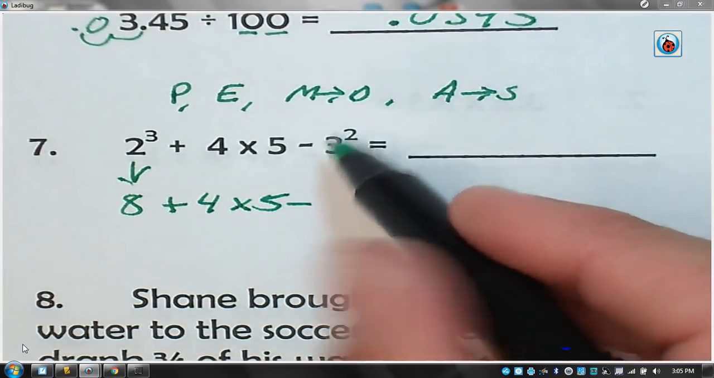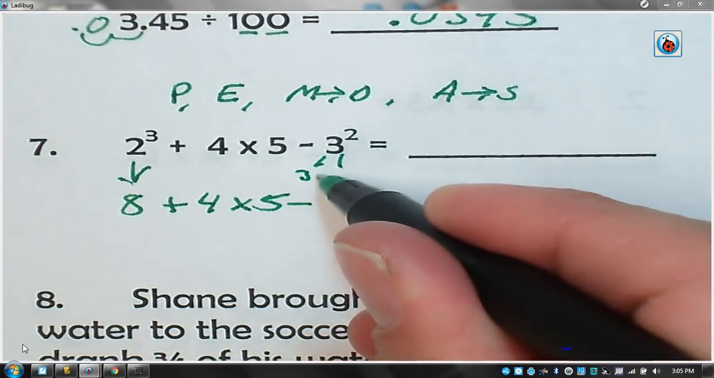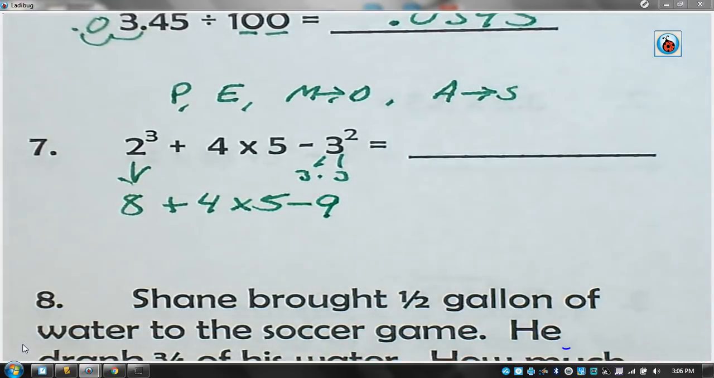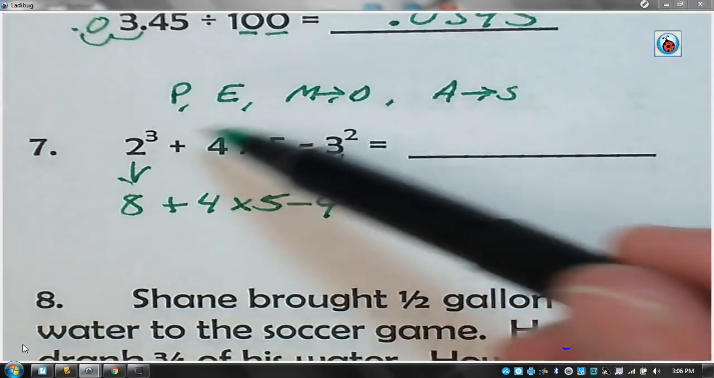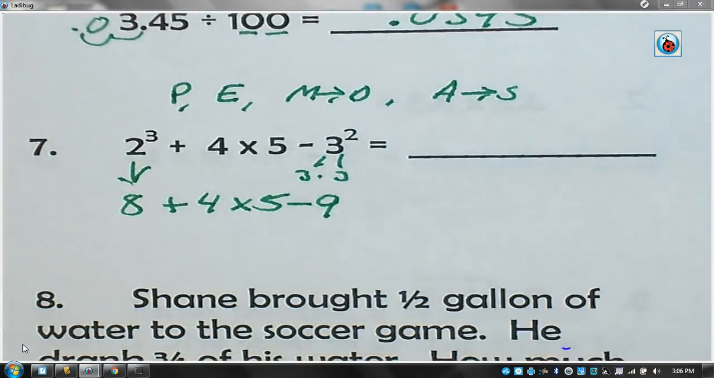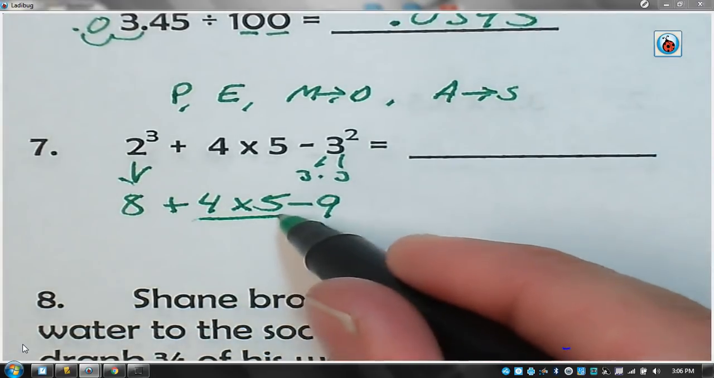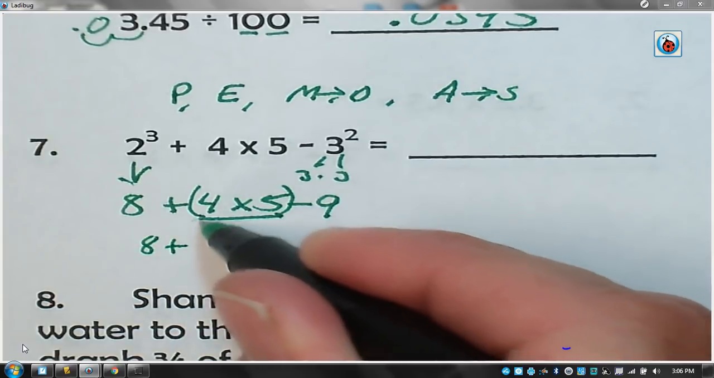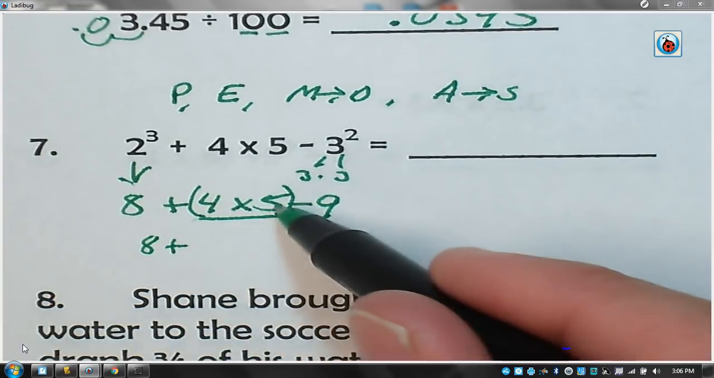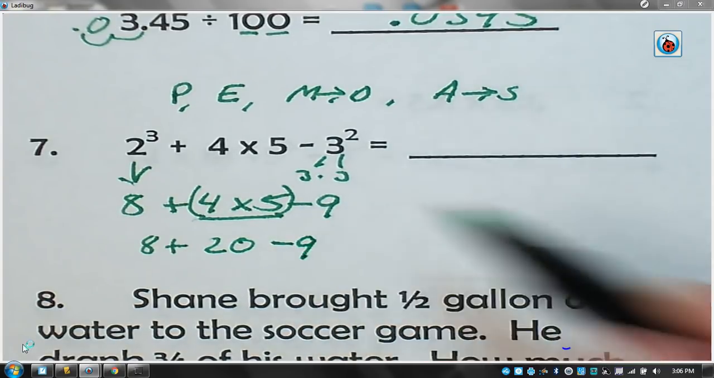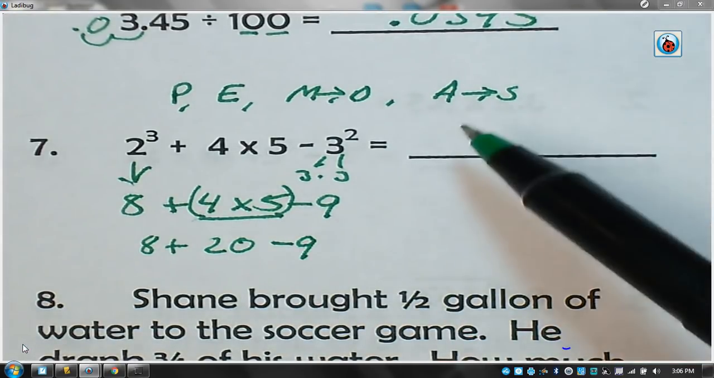Minus. And what's 3 times 3? 9. It's 9. There we go. So now we got rid of our exponent, so we're good there. Do we have any multiplication or division in here? Sure we do. It's right here. It's 4 times 5. So keep my 8. 4 times 5 becomes 20. Bring down my subtraction sign and my 9. And now I have addition and subtraction.